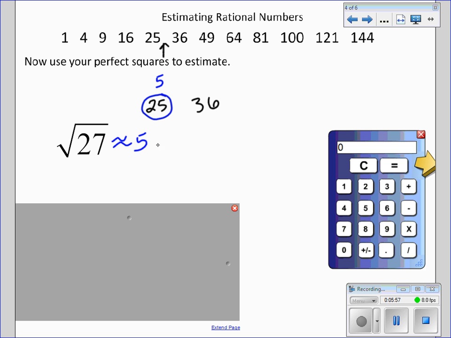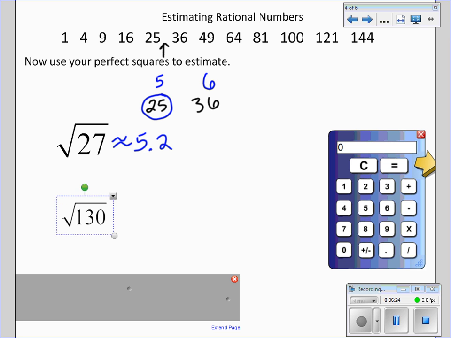Okay? We can get a little bit more exact because we know it's going to be a little bit more than 5, and maybe say 5.2. We're definitely going to know, though, that it's closer to 5 than it is to 6. The way that we know it's closer to 5 than 6 is that 27 is closer to 25 than it is to 36.